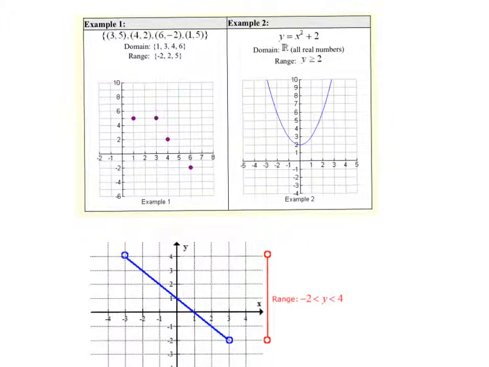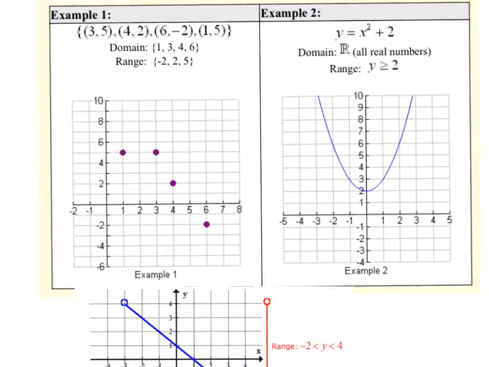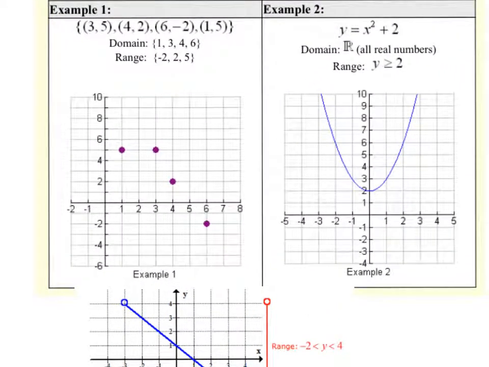You do not have to write these down, but I do want to show you examples of what you're going to be doing. I'm going to give you a graph and ask you to find the domain and range. Domain would be listing your x values, range is listing your y values. So here is a graph of these points.